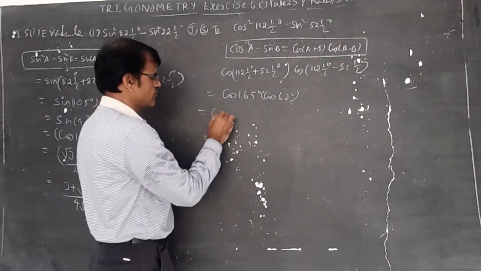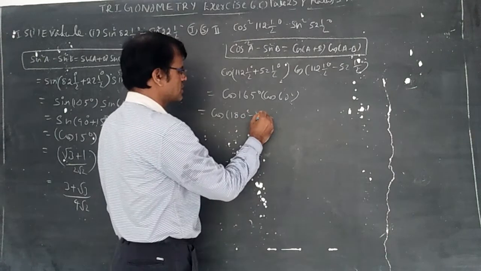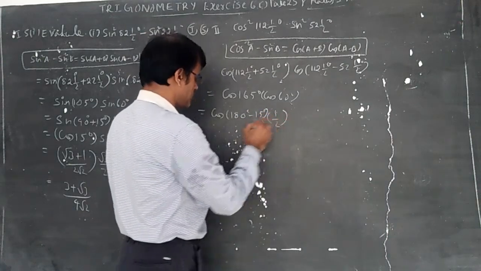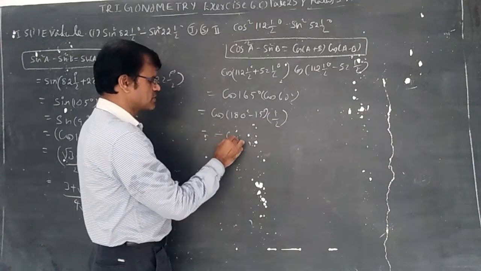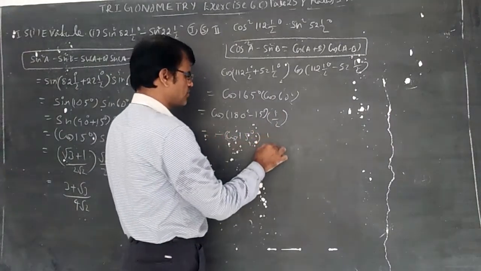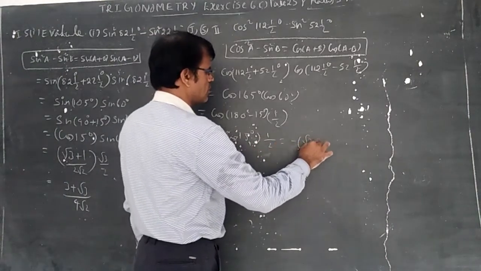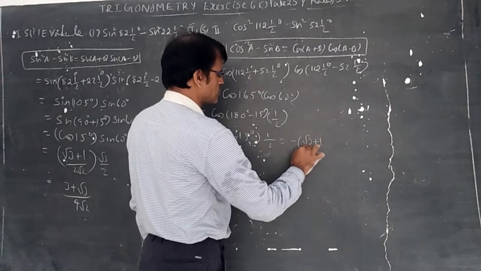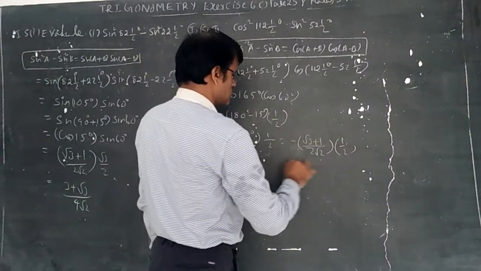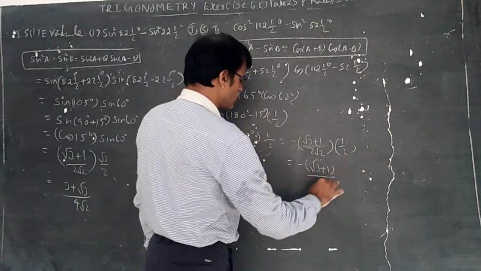Cos 165 degrees can be written as cos 180 degrees minus 15 degrees into cos 60 value 1 by 2. Cos 180 minus theta becomes minus cos theta. So minus cos 15 into 1 by 2. Cos 15 value we know that root 3 plus 1 by 2 root 2 into 1 by 2. So that is equal to minus of root 3 plus 1 by 4 root 2.